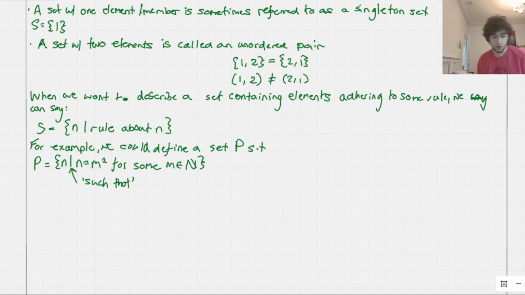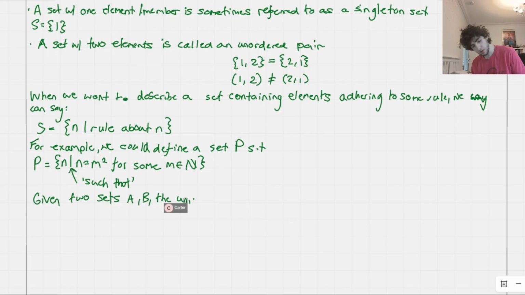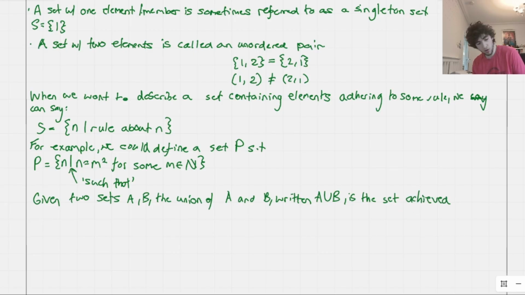Okay, right, so now we need to talk about the union and the intersection. So, given two sets, A and B, right? The union of A and B, written, and this is another piece of notation for you, A with a U and then B, is the set effectively achieved by combining all of the elements of A and B into a singular set.